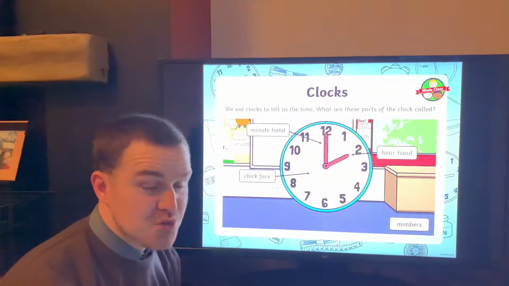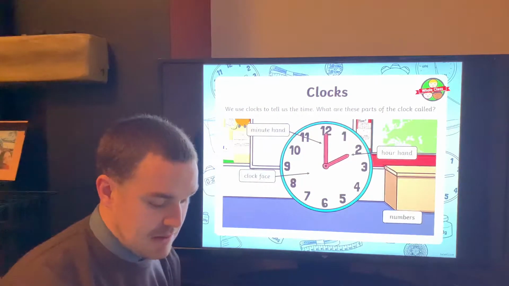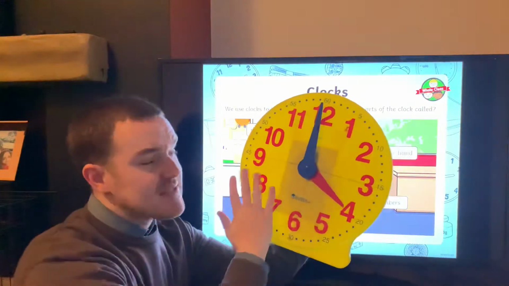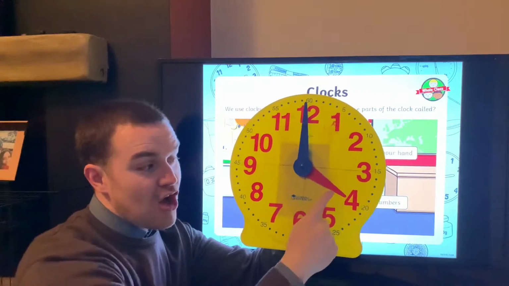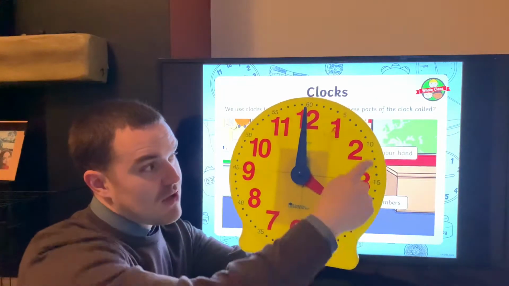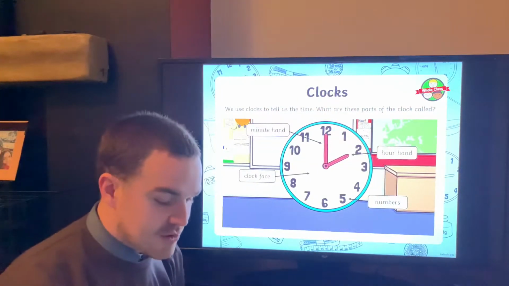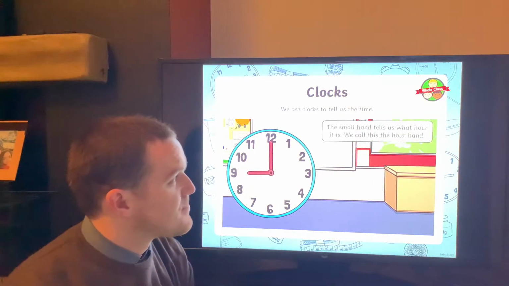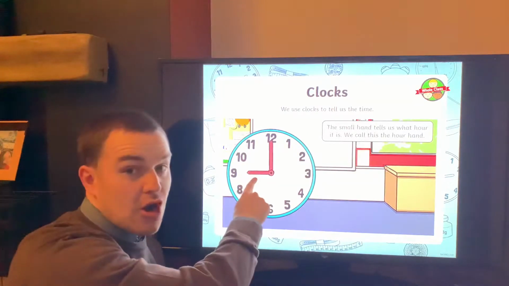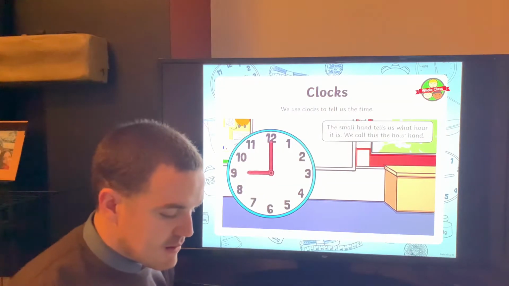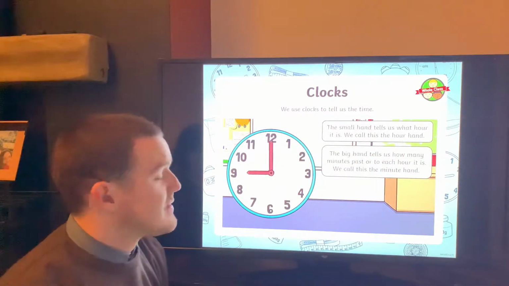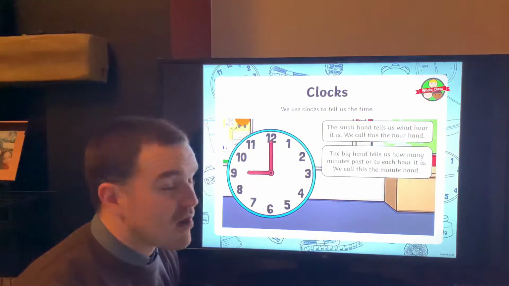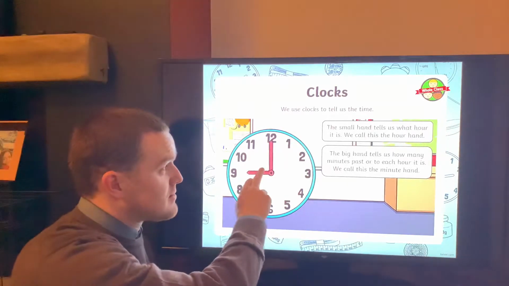Then of course, this is a nice easy one. We have our numbers so we can actually read what time it is. So they're the main parts of the clock: clock face, minute hand, hour hand, and obviously the numbers. We use clocks to tell the time. The small hand tells us what hour it is, and the big long hand tells us how many minutes to or past each hour it is. We call this the minute hand. So hour hand, minute hand.